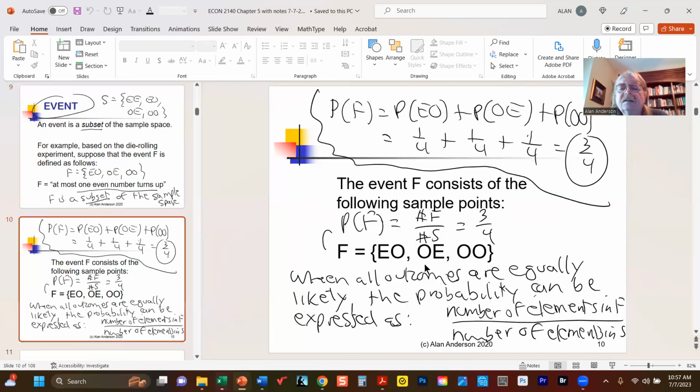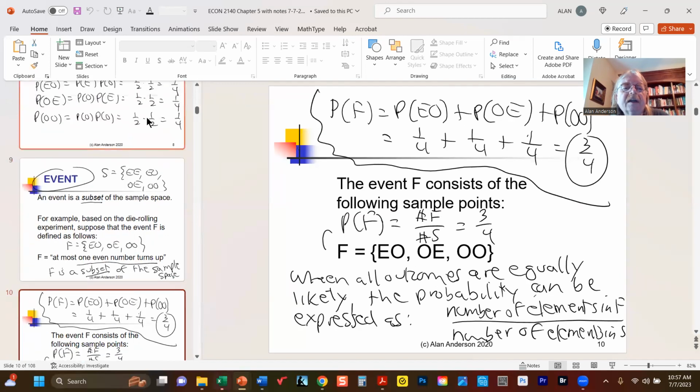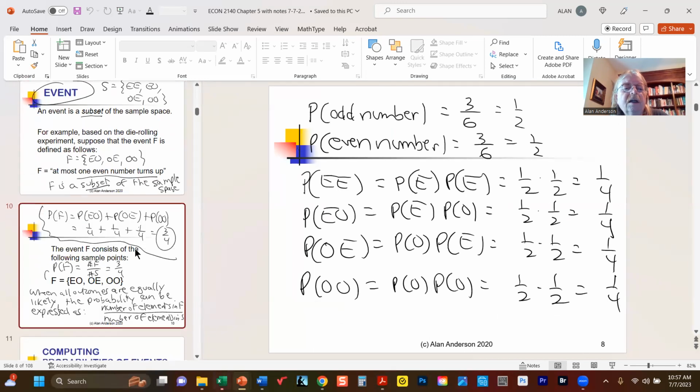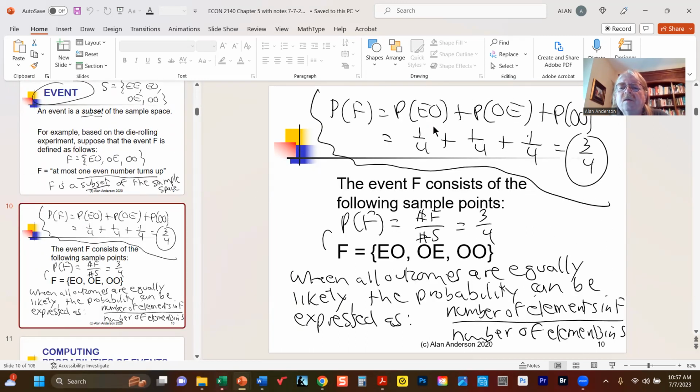But here, if you recall, we just got through showing that each of these outcomes is equally likely and has a probability of 1/4. So how do we figure out the probability of F? Well, we can add up the probabilities of the individual outcomes, and we end up with 3/4. It's that simple. Just add them up. And in a case when all of the outcomes are equally likely, we can even simplify it further. All you have to do is count up how many elements there are in F and divide by the number of elements in the entire sample space. That would give us 3 out of 4 as well.